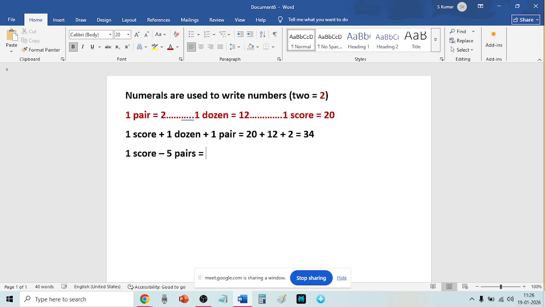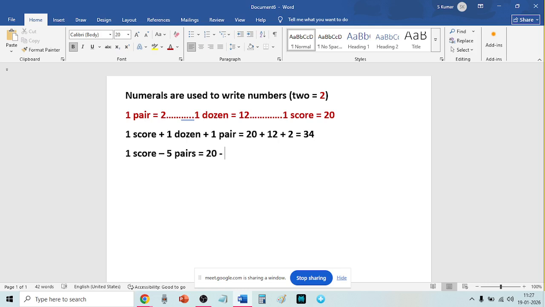One score, say 20. 20 minus 5 pairs. Now 5 pairs, what number will I write? Then only I will subtract. One pair is 2, so 5 pairs, what number will I write? One score I have written 20. So what number will I write for 5 pairs? You can hear or you can't hear?